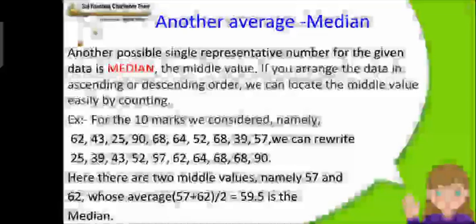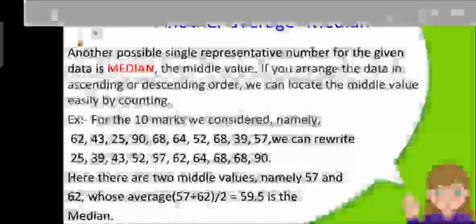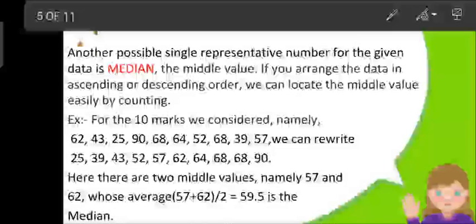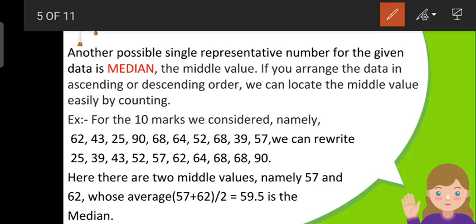So let's look at the example here for 10 marks. These are the 10 marks given and we have to write them in either ascending or descending order. In this example, we have written it in ascending order and we have to look at the middle number. How many values do we have? We have 10 values. So the middle numbers are 57 and 62. So we have two values as the middle values. If you have only one middle value, then that itself represents the median. Here we have two values, therefore you have to add those two and divide by 2.